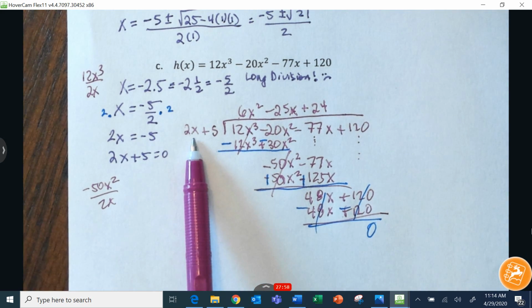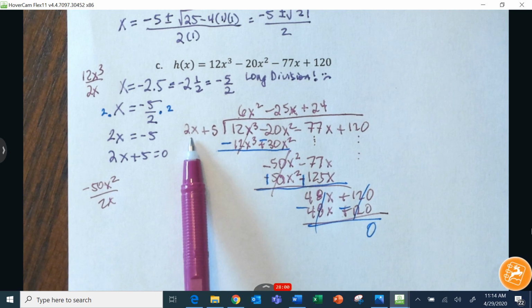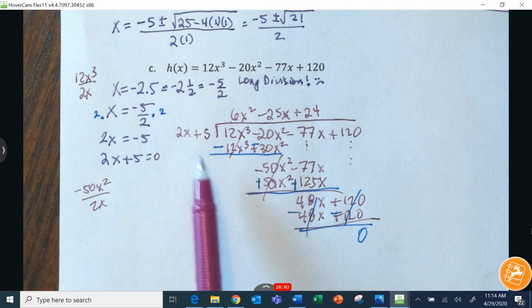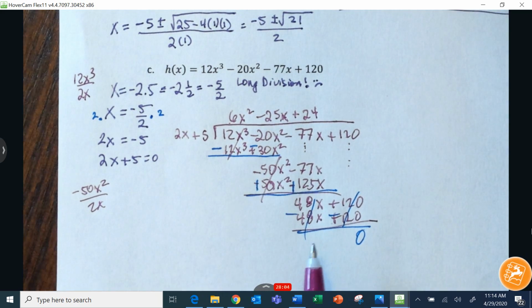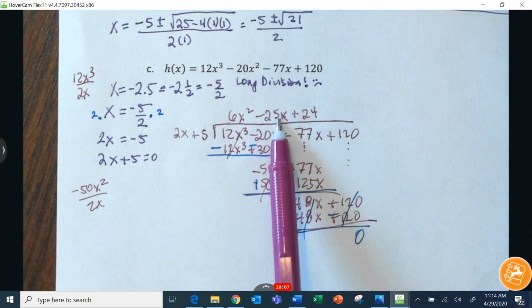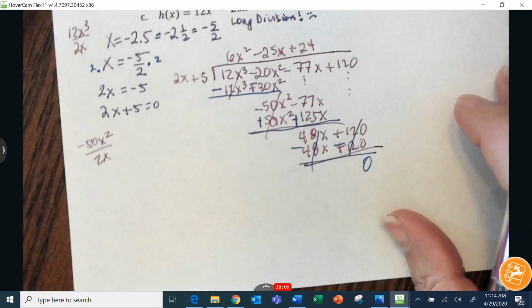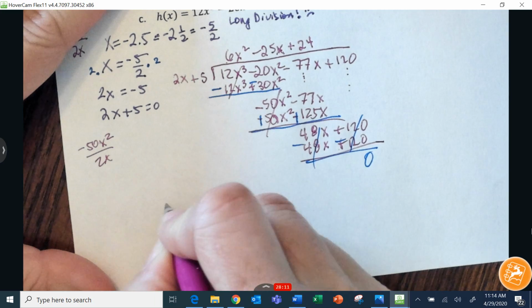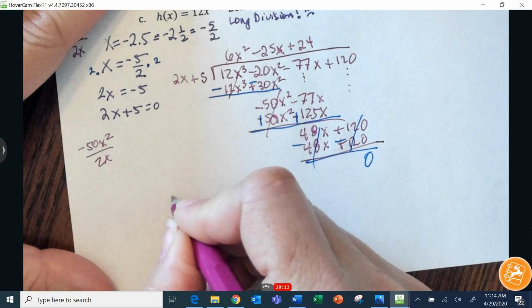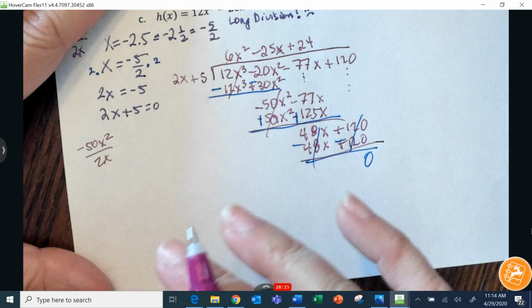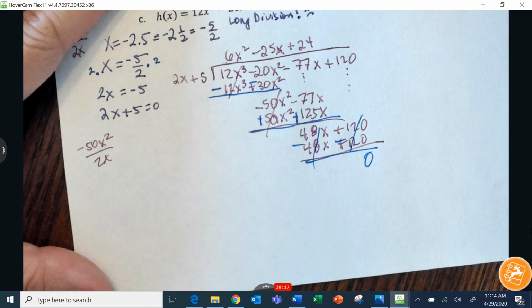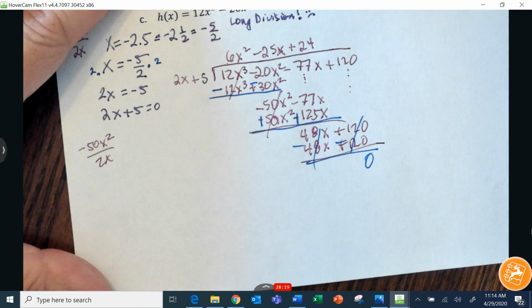The calculator told me that -5/2 was the 0. This is just confirming that I did it right, and then it's giving me what's left over. So now, since we have a quadratic, we can try to factor it, or we can just jump straight to quadratic formula if you want. I'm curious to see if that does factor.